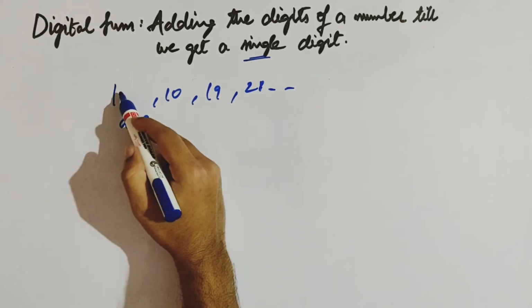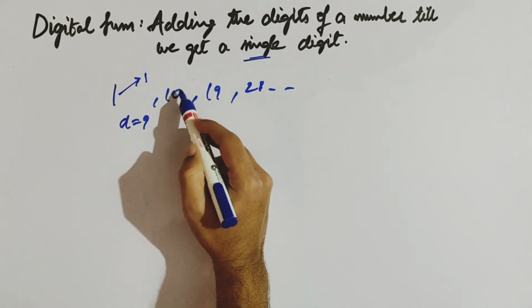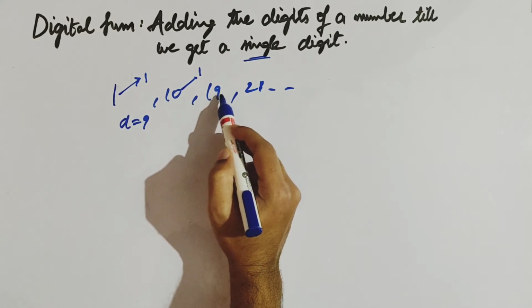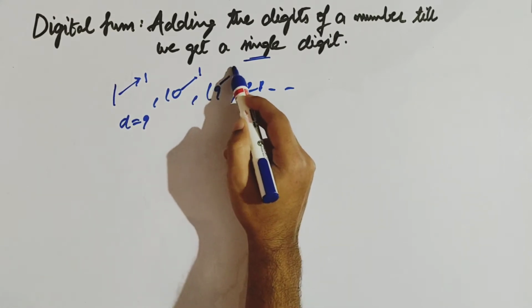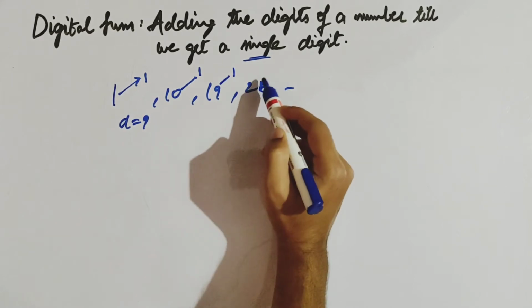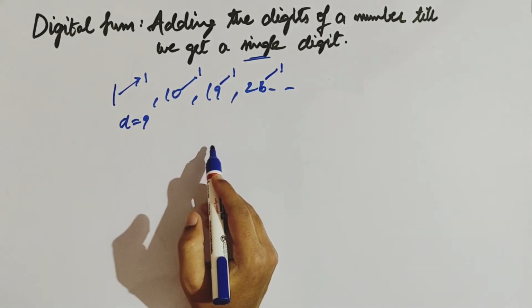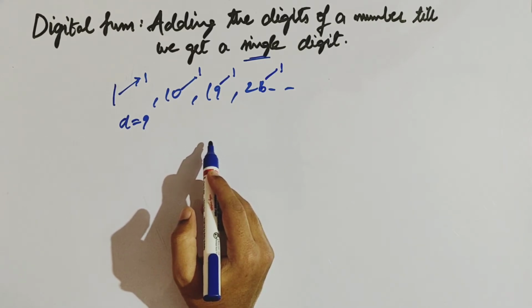So you can see the digital sum of 1 is 1, the digital sum of 10 is 1 plus 0, that is again 1. The digital sum of 19 is 1 plus 9, 10, and 10 will again be 1. Similarly 28, again you will get 10 and the digital sum is 1. So we will be using this method to find the digital sum of any number.